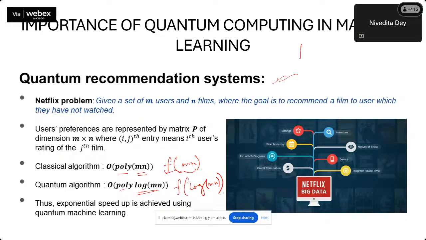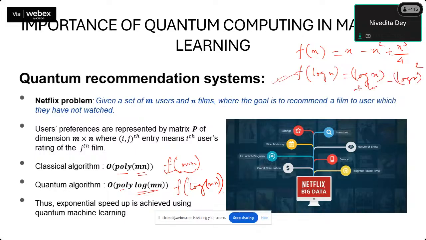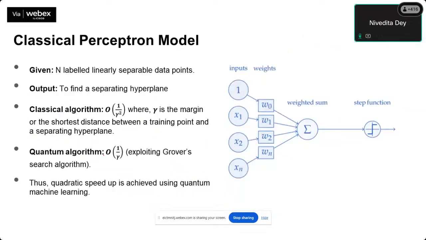Just like say f(x) equals x minus x squared plus x to the power 5 by 4, so f of log x is nothing but log x minus log x squared plus log x to the power 5 by 4. So you can see there is an exponential drop. And the algorithm that does this is, and the classical, okay, just a minute, and the classical perceptron model as well.